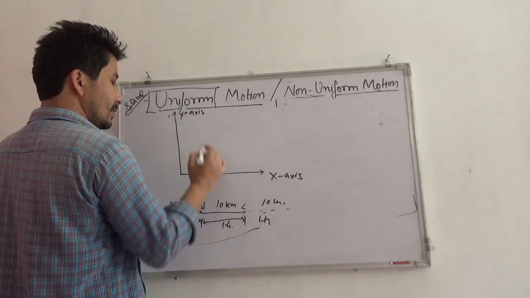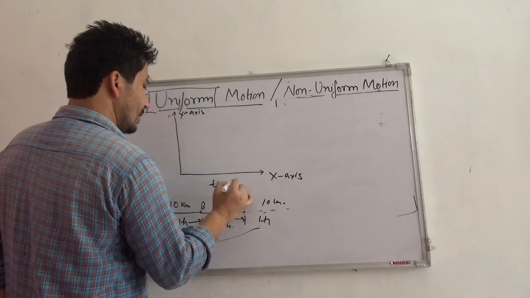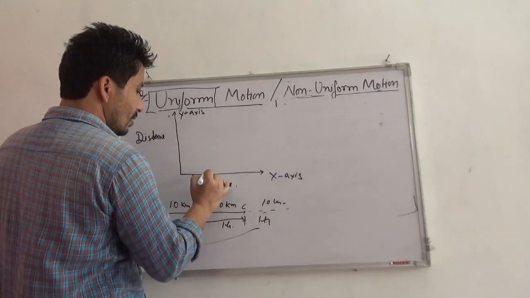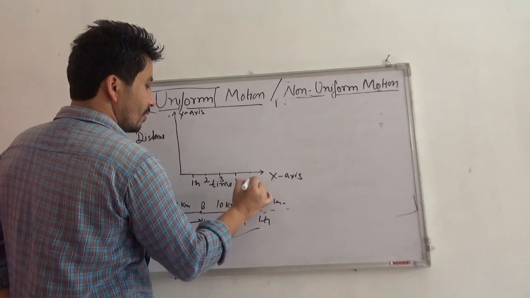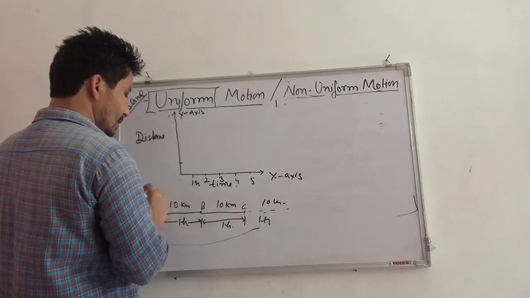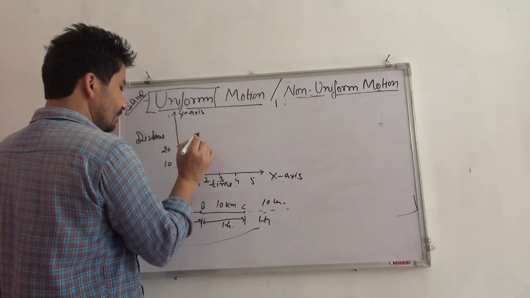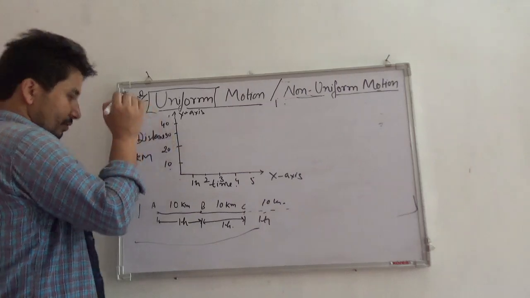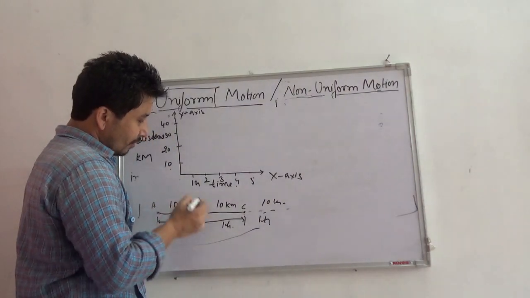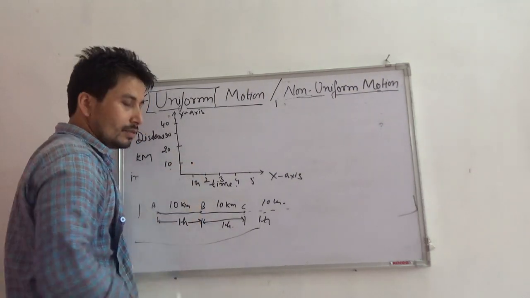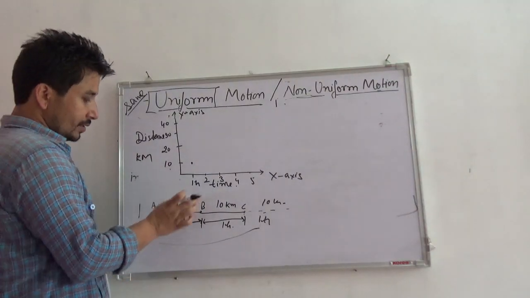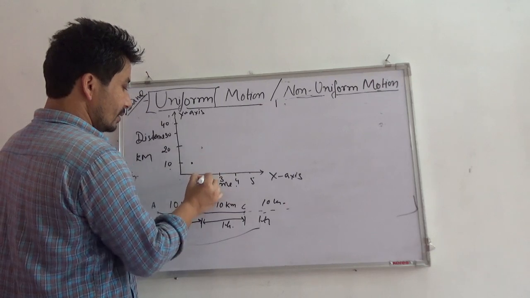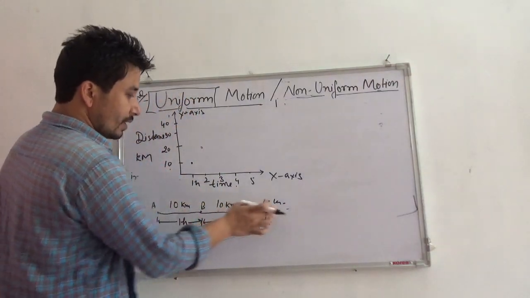This is the Y-axis. Along the x-axis, we take time, and along the y-axis, we take distance. Suppose this is 1 hour, 2, 3, 4, 5, and on the y-axis 10, 20, 30, 40, in kilometers. In 1 hour, the object covers a distance of 10 kilometers, so we draw a dot. In 2 hours, the object covers 20 kilometers. And in 3 hours, the object covers what?